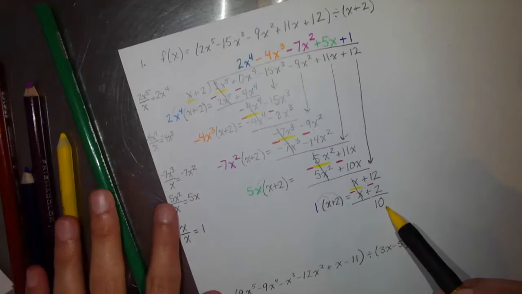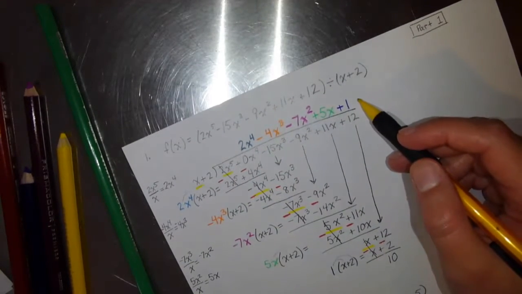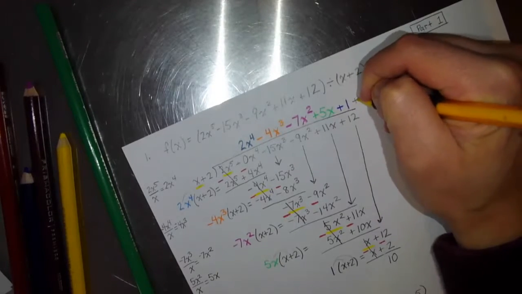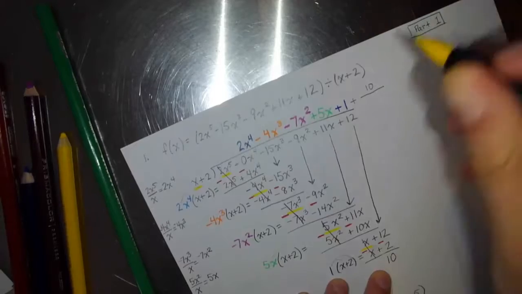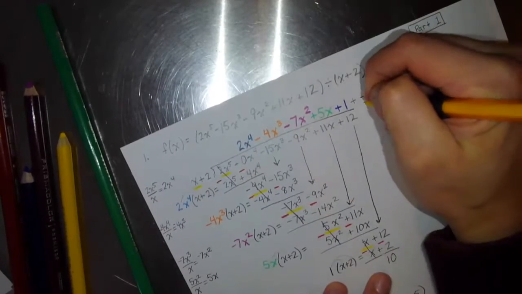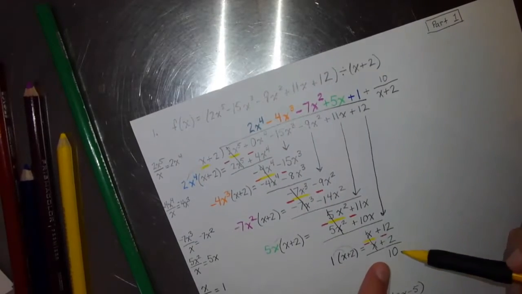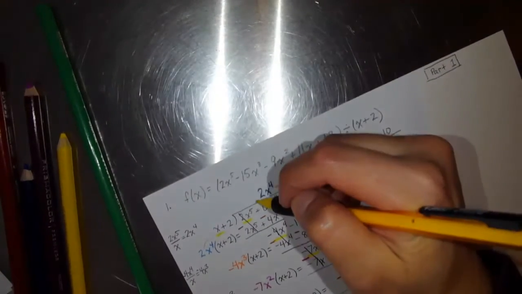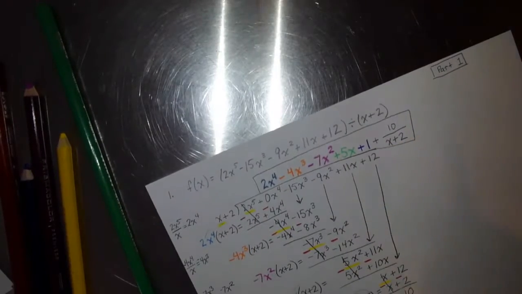So what you do with your remainder is you write it next to your polynomial. We do plus, and I'm going to do 10 over what I divided by, x plus 2. So if you have a remainder, it always becomes a fraction at the end. So this is our final answer for the first one.